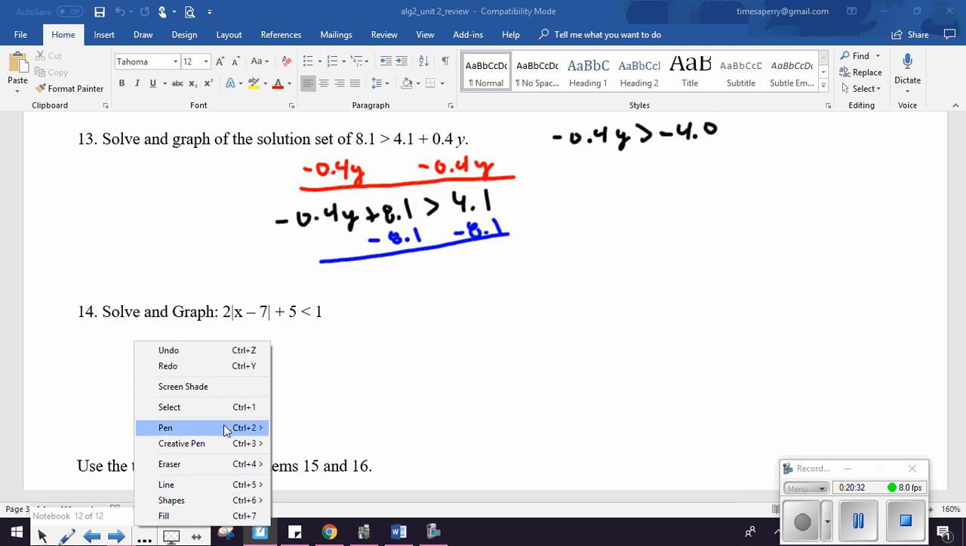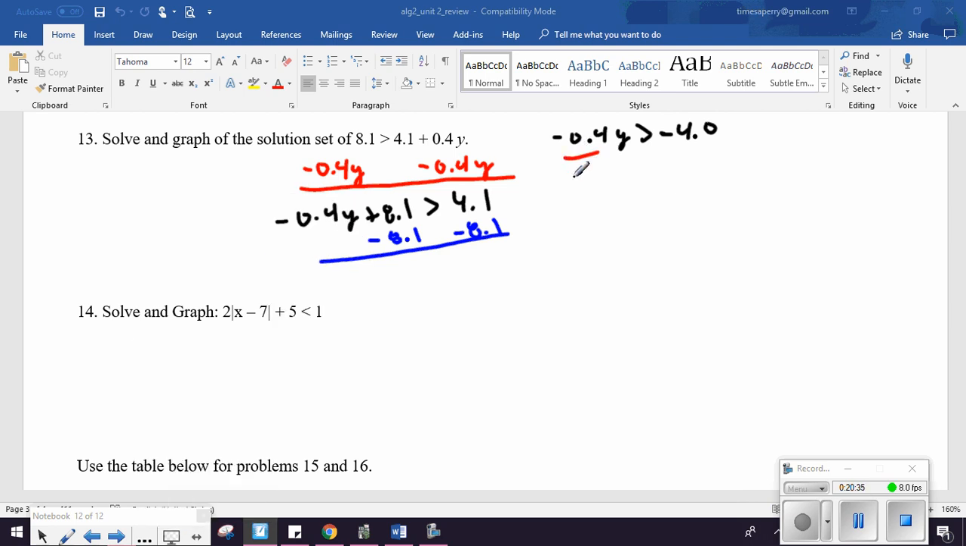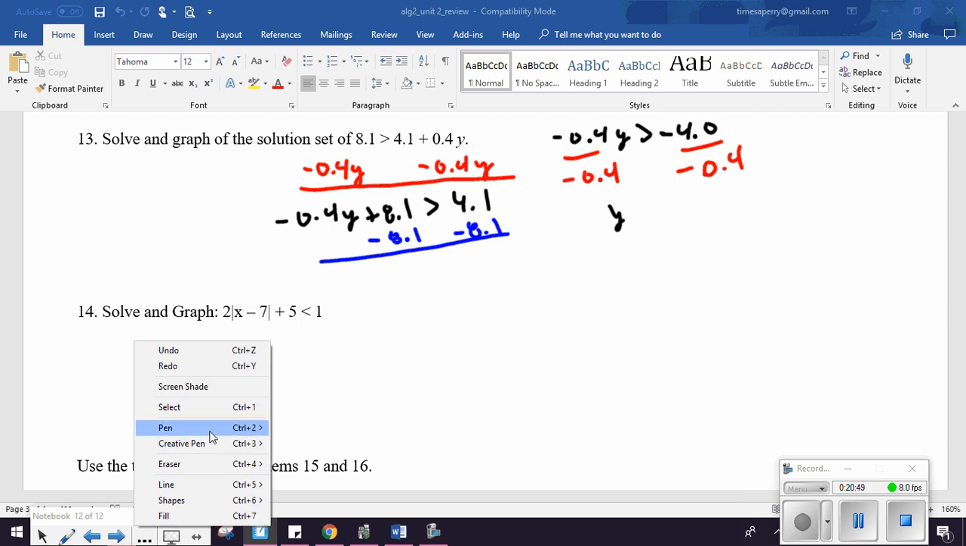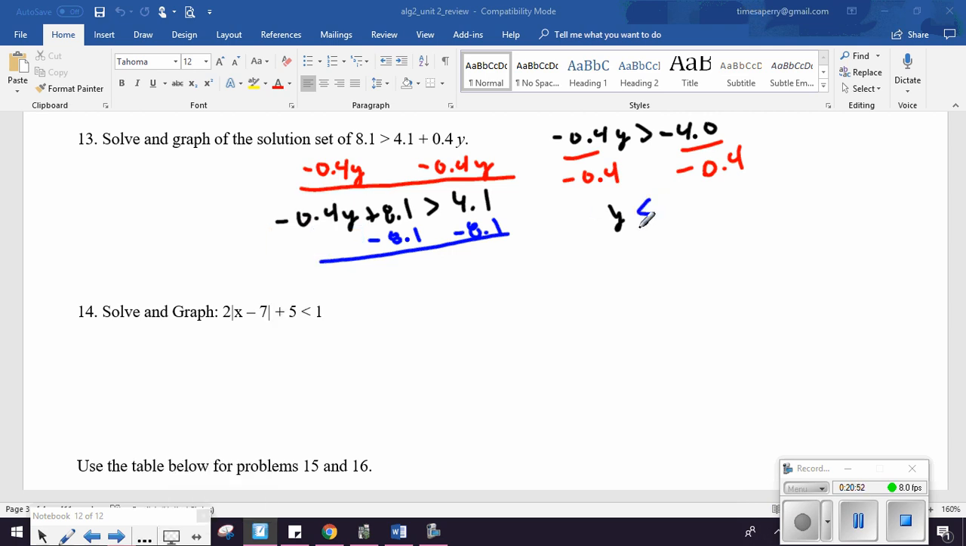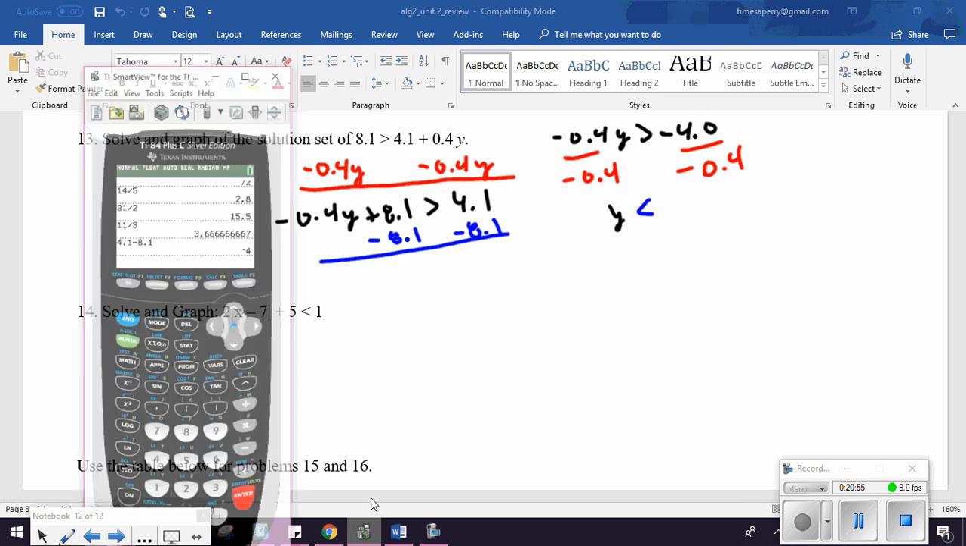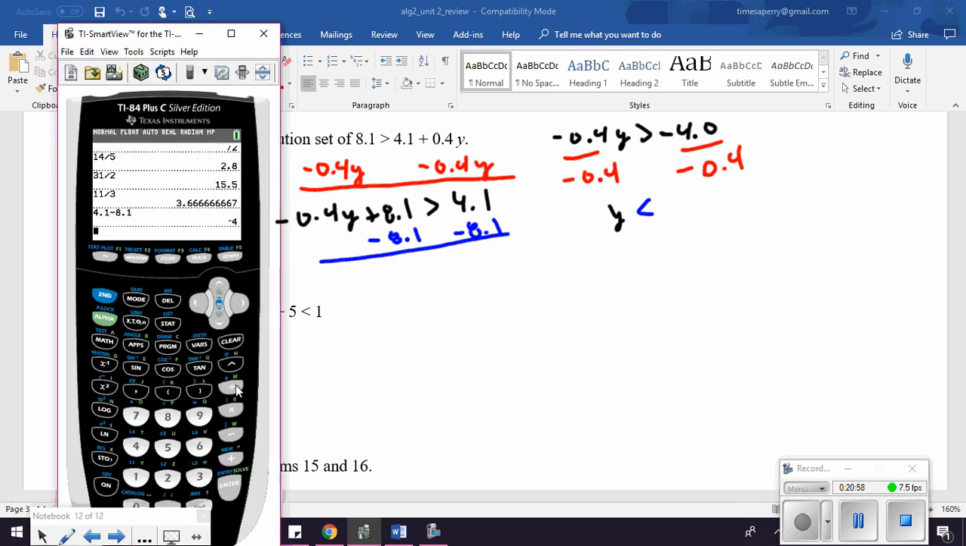Alright, so now we're going to divide both sides by negative 0.4. And since I'm dividing by a negative, remember the inequality changes directions. So now negative 4 divided by negative 0.4. Be careful that you make sure you hit all the appropriate signs and symbols, and you get a positive 10.